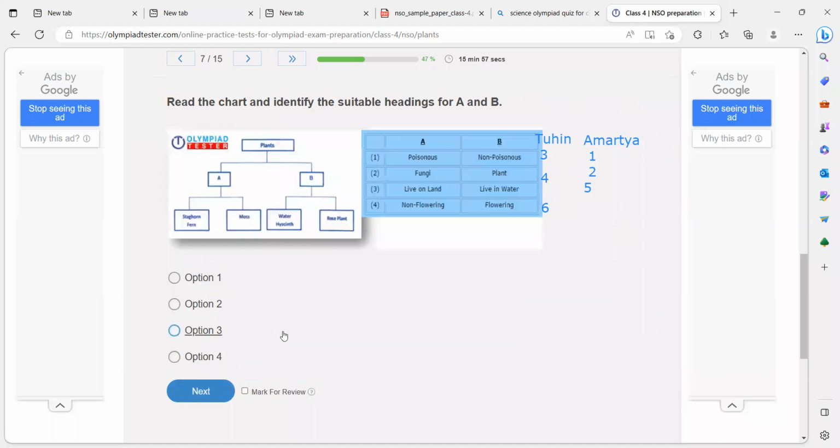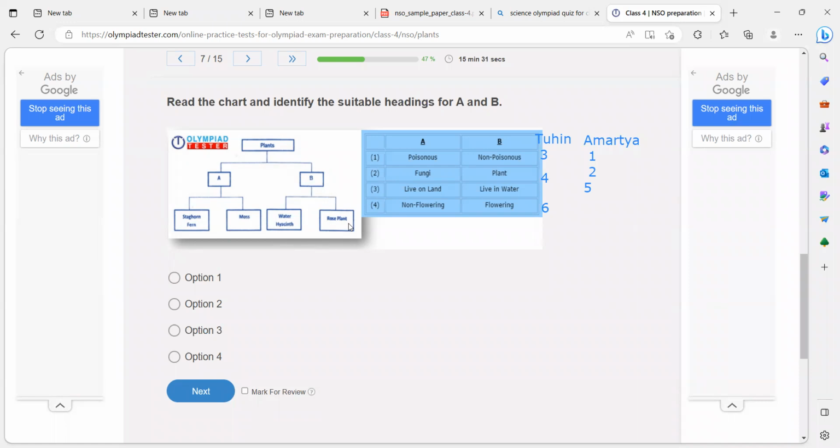Okay, Omoto, tell me this. Plants A, B. What is this? Water. Water hyacinth is an example of a plant that grows in water. And rose plant is an example of a plant that grows on land.